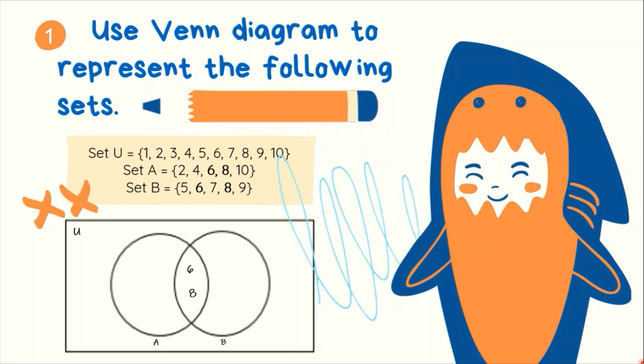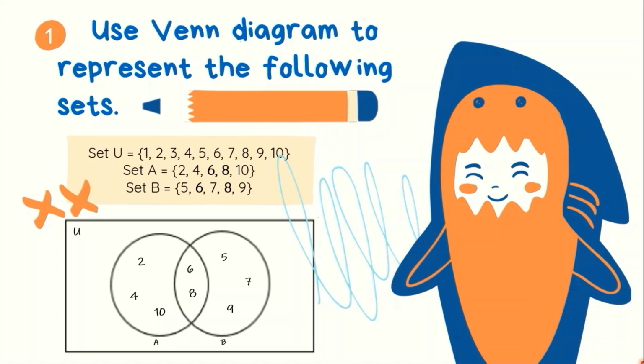Next, let's focus on set A. Aside from 6 and 8, ang set A ay meron ding 2, 4, and 10. So, dito kay set A, ito yung kanyang circle, ito yung kanyang mga elements. Kay set B naman, aside from 6 and 8, meron din siyang 5, 7, and 9.